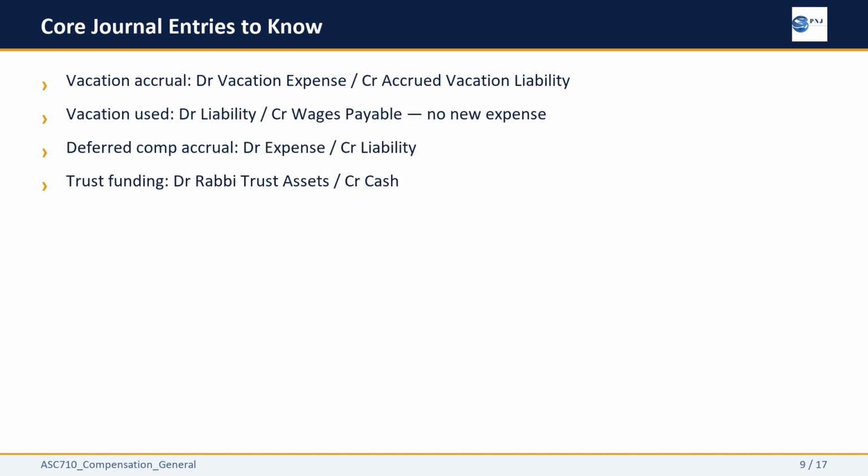4 entries to have cold. Vacation accrual, debit expense, credit liability. Vacation used, debit liability, credit wages payable, no new expense because the cost was already recognized. Deferred compensation accrual, debit expense, credit liability, each service period. Trust funding, debit rabbi trust assets, credit cash, the liability does not move. These 4 entries cover the majority of ASC 710 transactions you will encounter in any engagement.